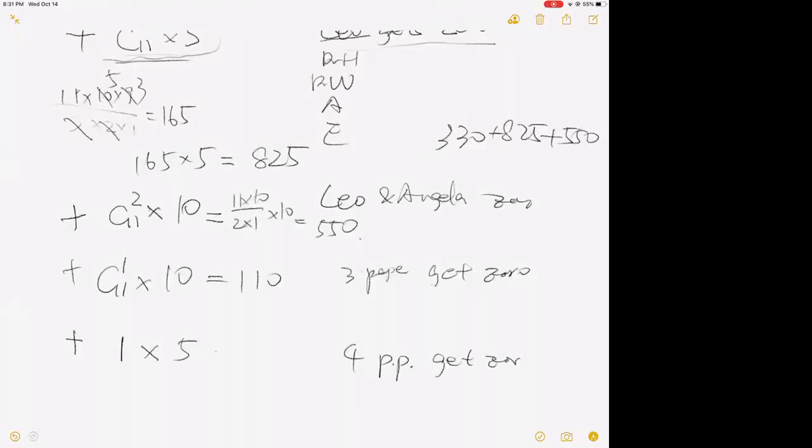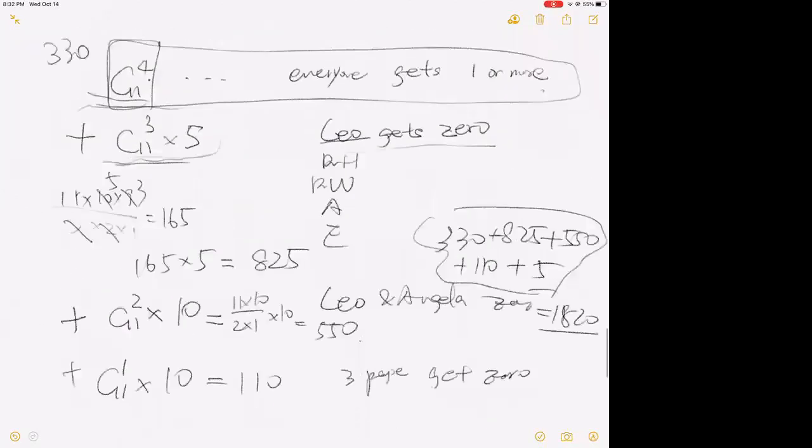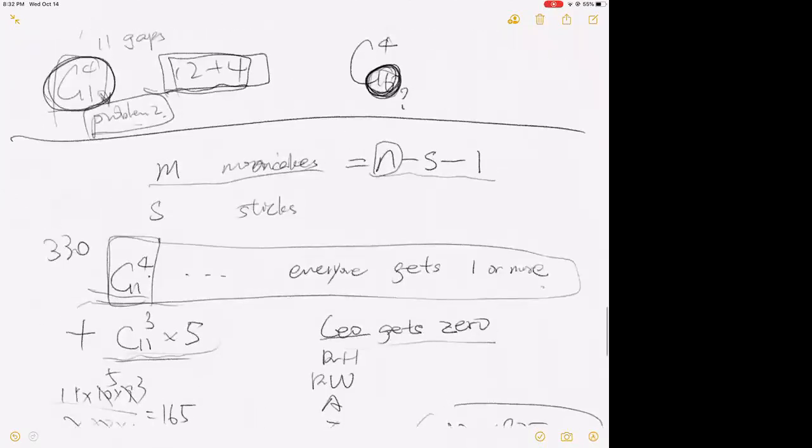Okay. Plus 550 plus 110 plus 5. Add up all these numbers, okay? You're getting, I think, 1820. Okay, so Leo just used the previous 11 choose 4, 4 sticks across these 11 gaps.